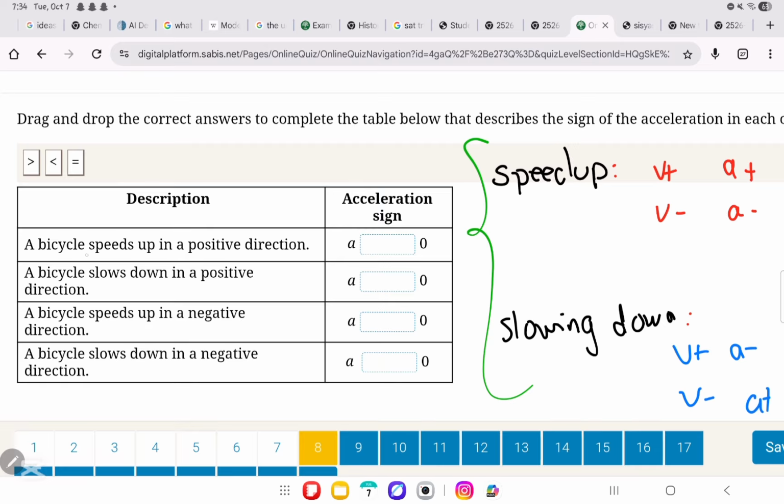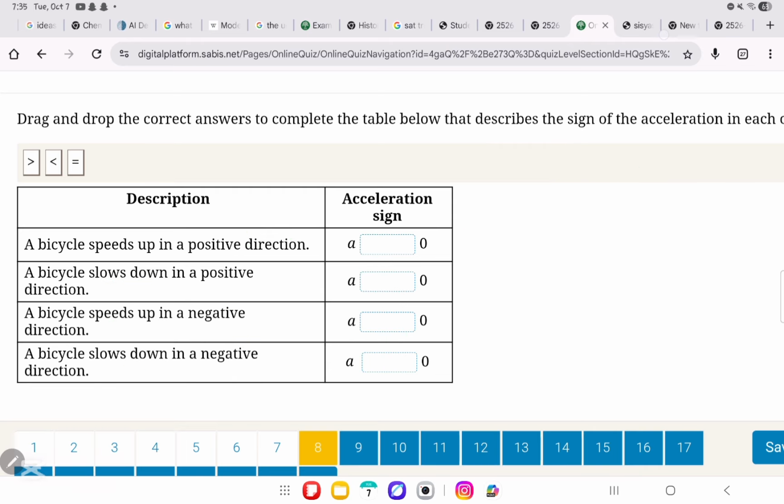So now that we know this condition, we can state what the sign of the acceleration is. A bicycle speeds up. We said speeding up means the velocity and acceleration should have the same sign. In a positive direction, that means v initial is positive, so the acceleration needs to be positive. It slows down. Slowing down means they have to have opposite signs. In a positive direction, velocity is positive, so acceleration needs to be negative. Speeds up means velocity and acceleration need the same sign. In a negative direction, acceleration needs to be negative. And last but not least, slows down in a negative direction. Slowing down means opposite signs, so negative velocity and positive acceleration. So the signs are positive, negative, negative, and positive.